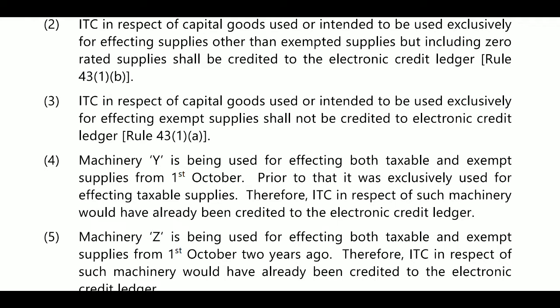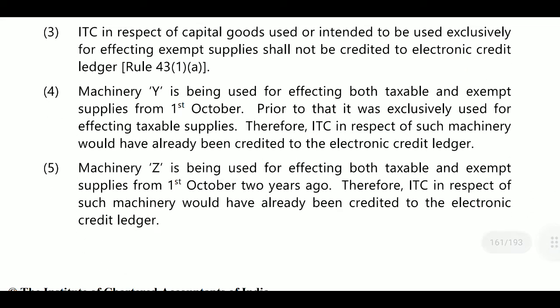So here what we are telling is which amount is to be added to the electronic credit ledger. For the purpose of the electronic credit ledger, we should add the commonly used capital goods for effecting taxable supplies and exempted supplies, and those with intended use. That amount is added, and what is exclusively used for exempted supplies will not be added. That is the first 3 points.